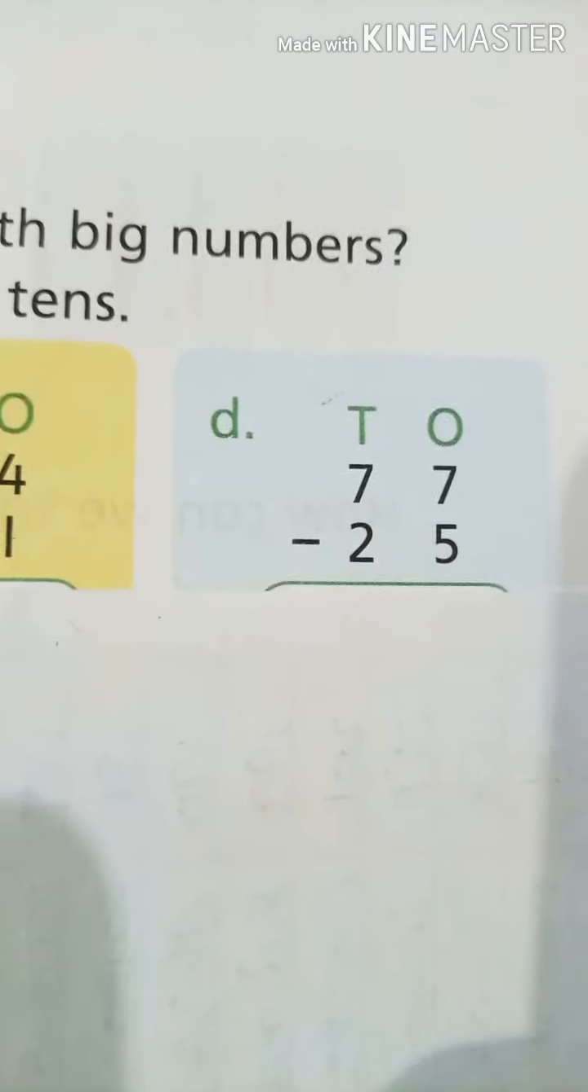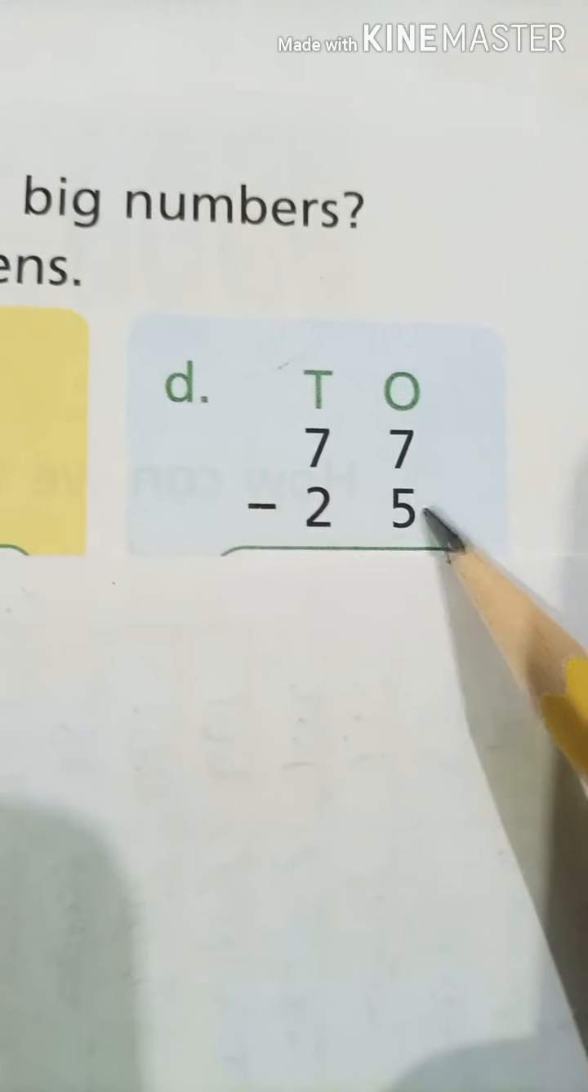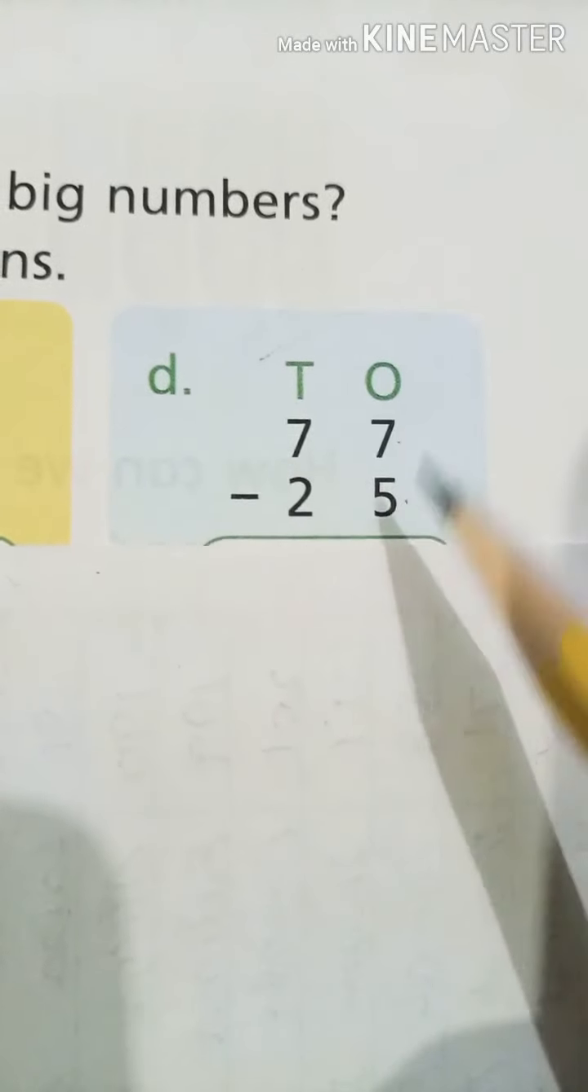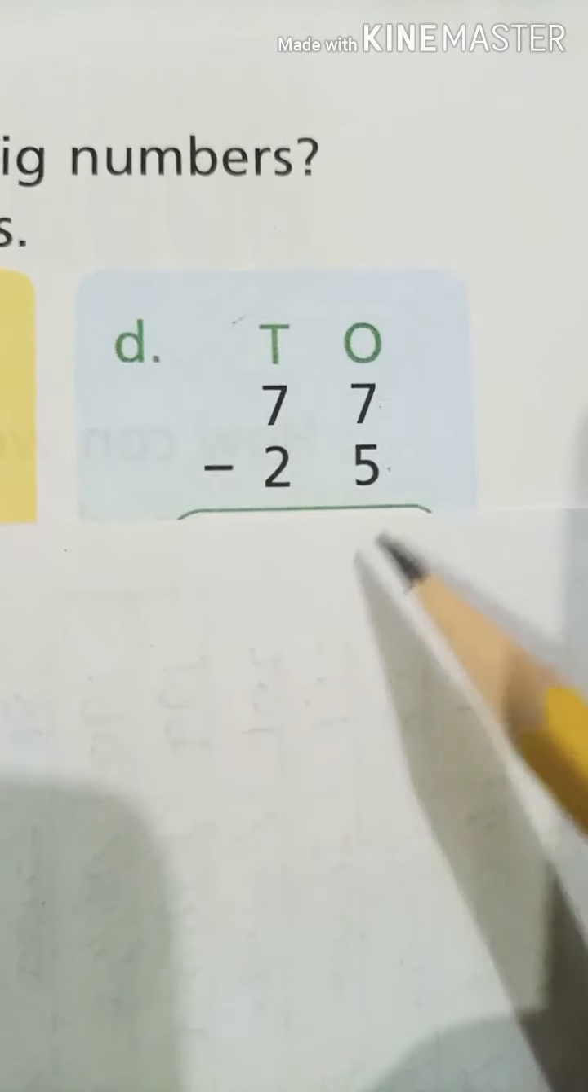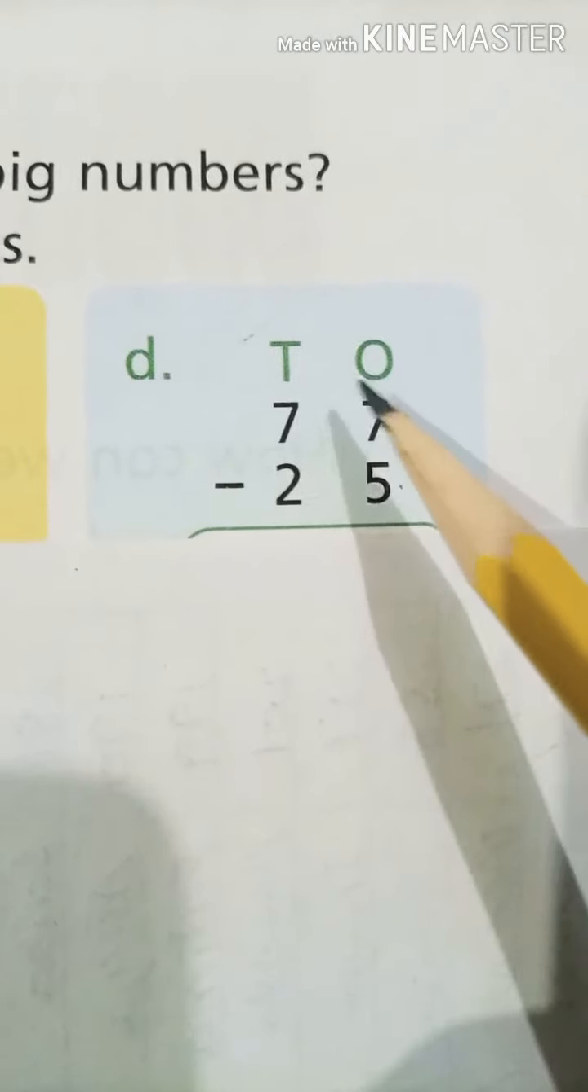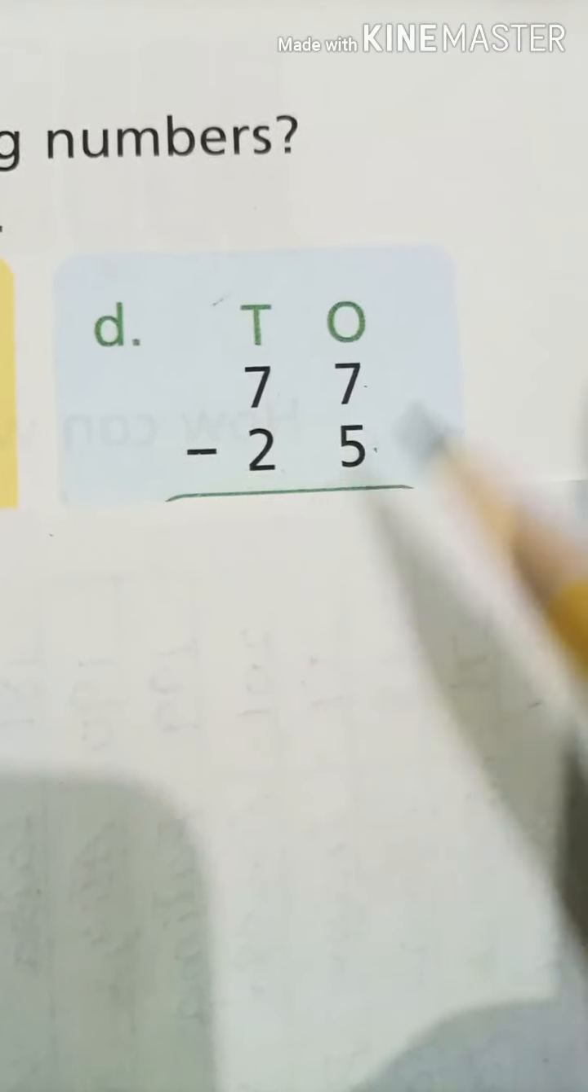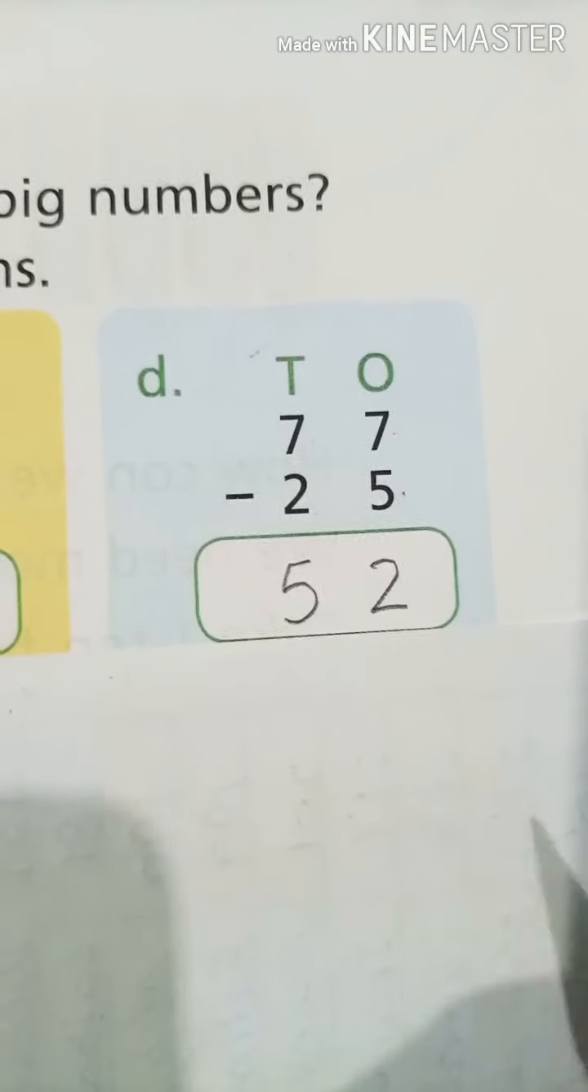Here is our part D. I am subtracting the number 5 from the number 7. When I subtract 5 from the 7, I get the number 2 here. And then is the turn for the tens. When I subtract the number 2 from 7, I get the number 5. Both of them are opposite to each other. Here is our answer. That is 52.